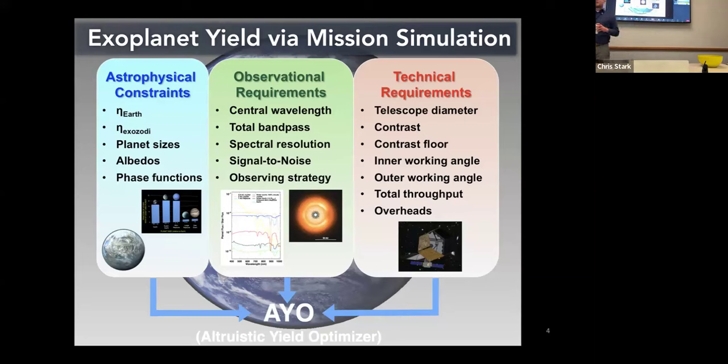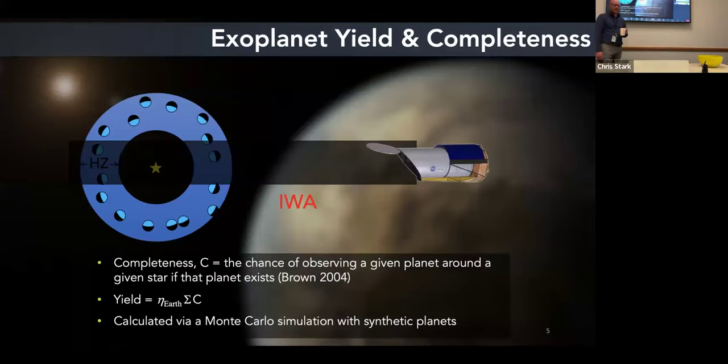Today I'll be talking about a yield calculator I've been developing for over a decade. It's called the Altruistic Yield Optimizer. I'm using the term optimizer there specifically because it's a really important part of yield calculations that I'll get to in a moment. Now, you may be asking, how do we calculate the yield of exo-Earth candidates when we have no idea where they are? That's a really good question. Effectively, we are calculating them in a statistical sense.